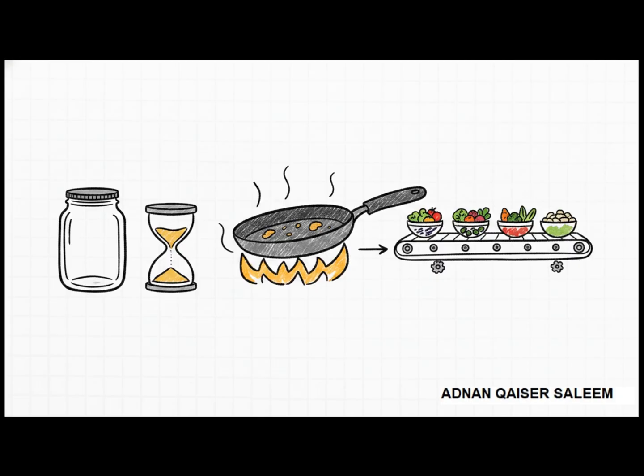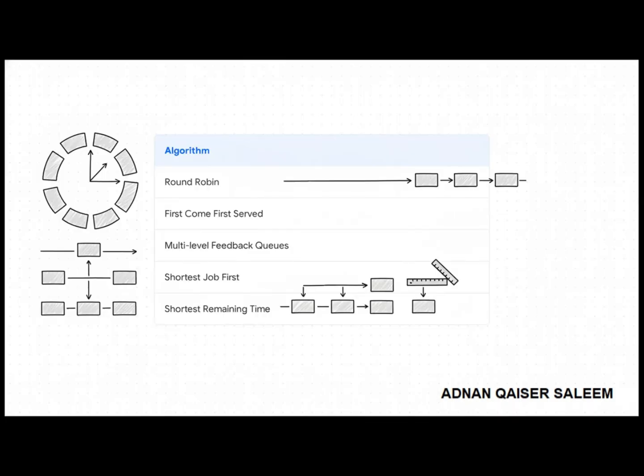The OS pauses and resumes these tasks flawlessly using something called a process control block, or PCB. So how exactly does the OS pick who gets to go next? Well, we have a few different strategies for that. Round robin gives every single process a tiny equal slice of CPU time. First come, first served is exactly what it sounds like, a super simple queue. Multi-level feedback queues actually create VIP lines for the most important tasks.